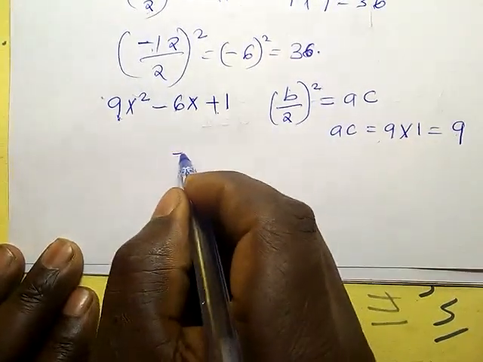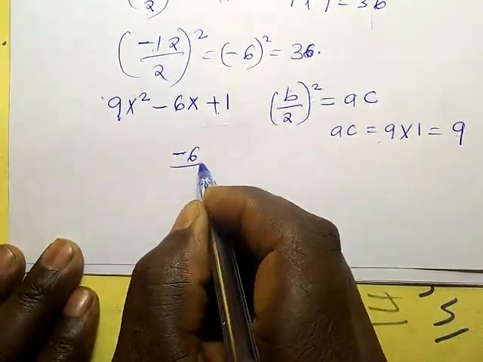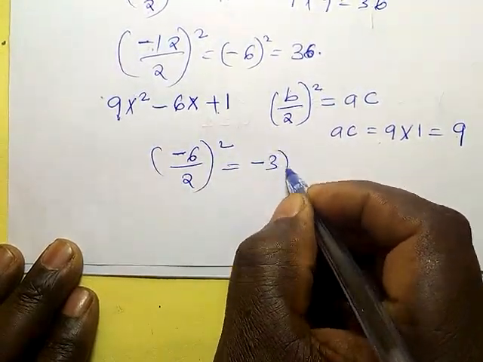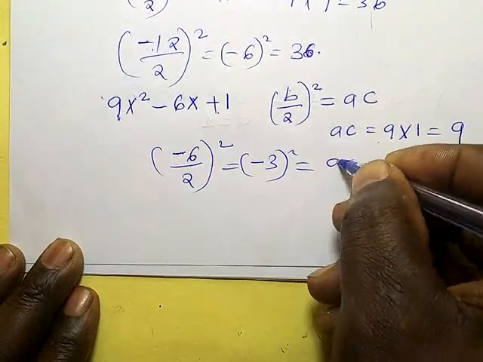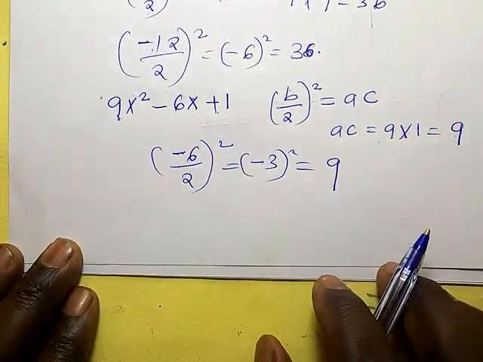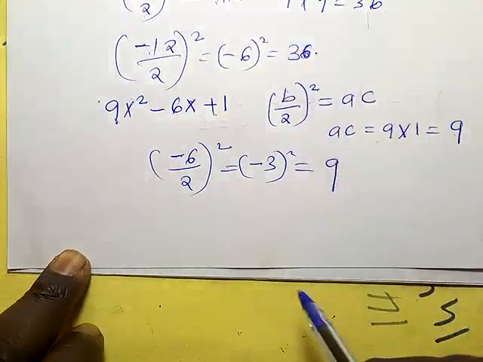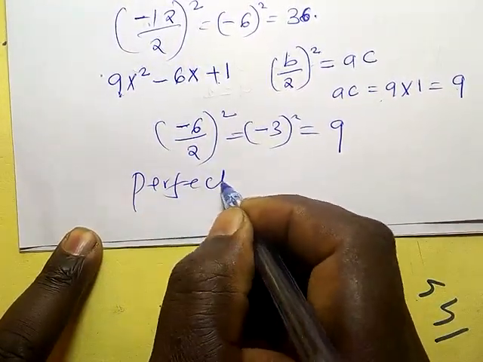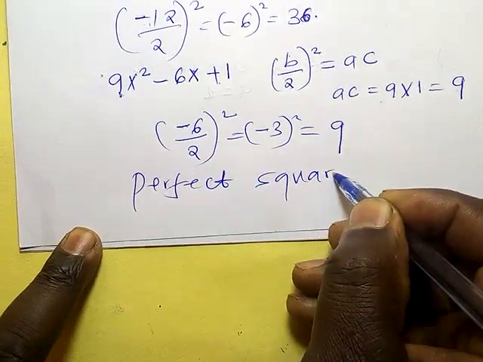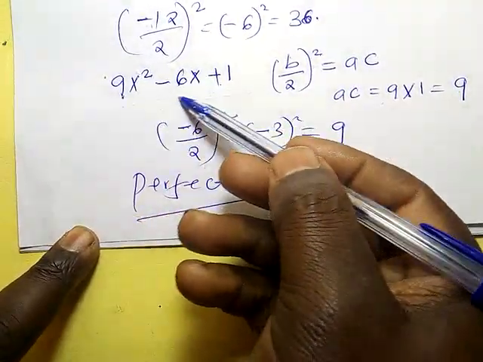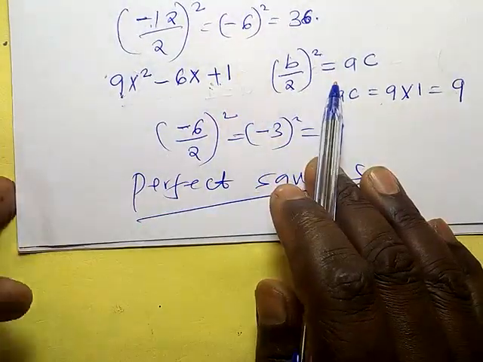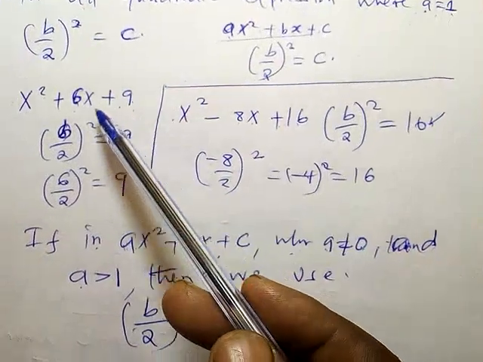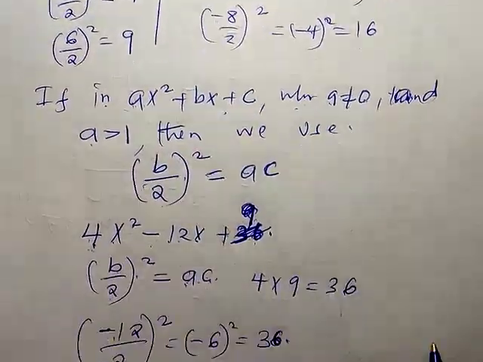So our b is negative 6 divided by 2 and then squared. This is going to be negative 3 squared. What is the answer? 9. So it confirms that. All of these are called perfect squares. They are called perfect what? Squares. This expression is a perfect square. This one is a perfect square. Also this one is a perfect square.